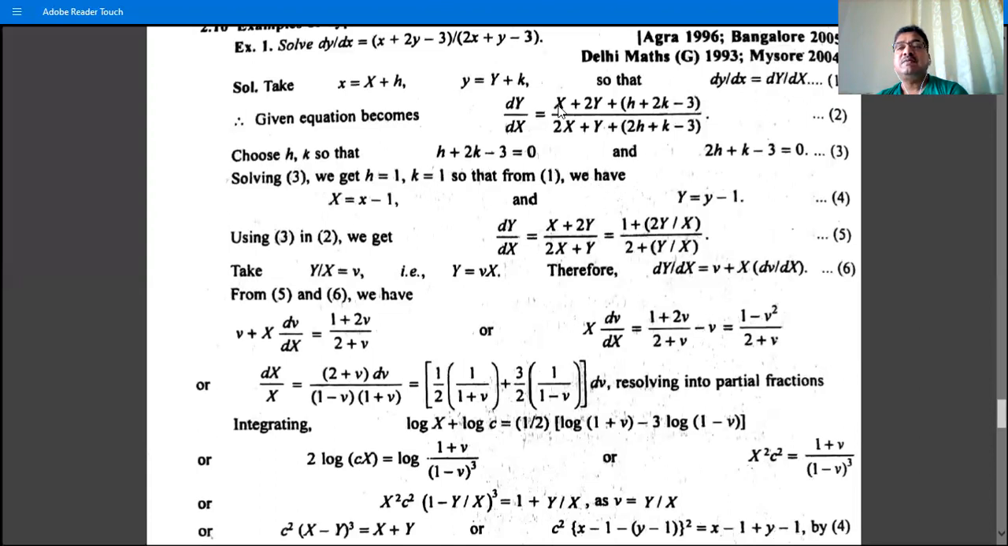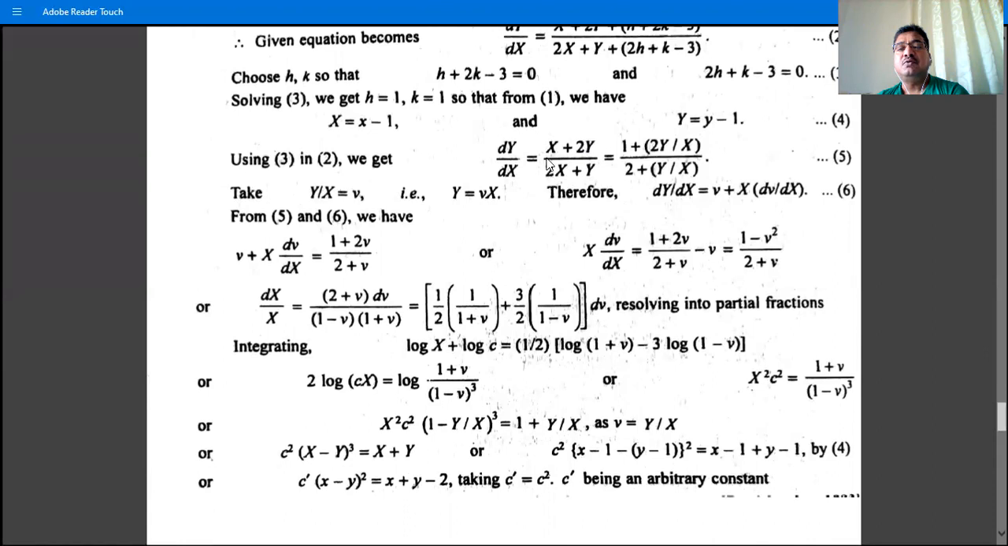And so equation 2 becomes, what is the new substitution now? Small x is capital X plus 1, which means capital X is x minus 1. And small y is capital Y plus k, meaning plus 1, and so capital Y is small y minus 1. Now after this substitution, equation 2 becomes dy by dx is equal to x plus 2y over 2x plus y, because those brackets are equal to 0. And so this is a differential equation of the homogeneous type. So substitute y is equal to vx.